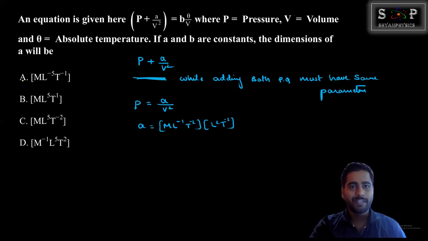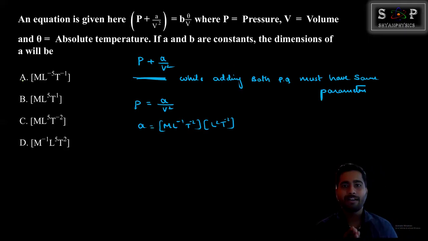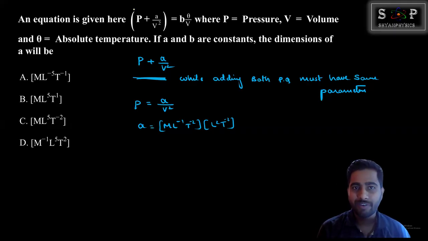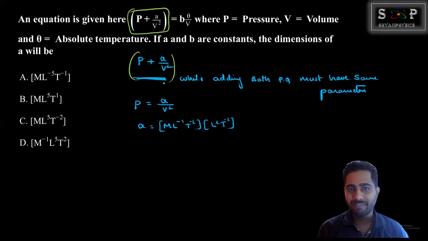Good. Next, an equation is given by P plus A by V square is equal to B into theta by V, where pressure is P, volume is V, and theta is the absolute temperature. If A and B are constants, they are asking the dimension of A. How to calculate? Observe this: P plus A by V square. If I'm adding these two physical quantities, these two should have the same dimension.